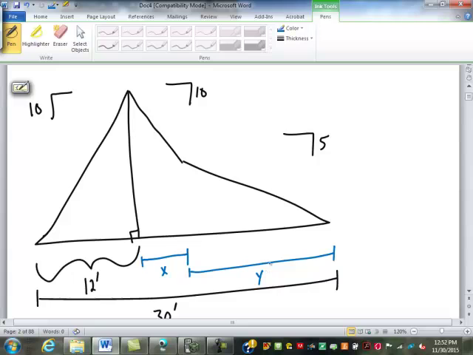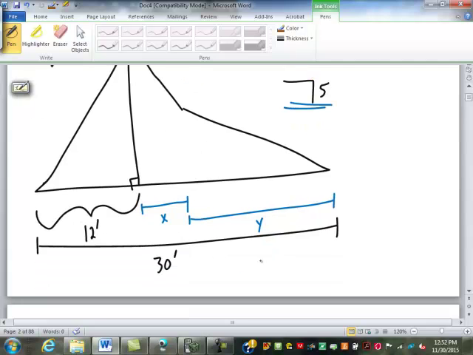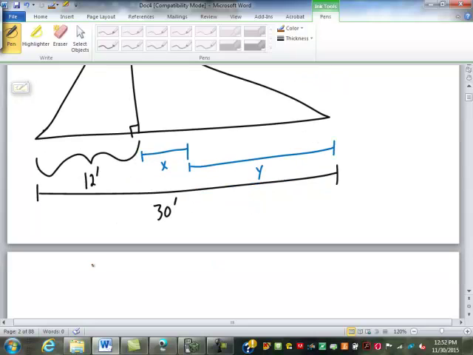I want to know x and y: the run of the 5/12 on this side and the run of the 10/12 on this side. So how am I going to find that? Well, here I have to break some things down. What do I know about x and y, first of all? I know that x plus y adds up to what? 18. 30 minus 12 is 18. So x plus y has to be 18.